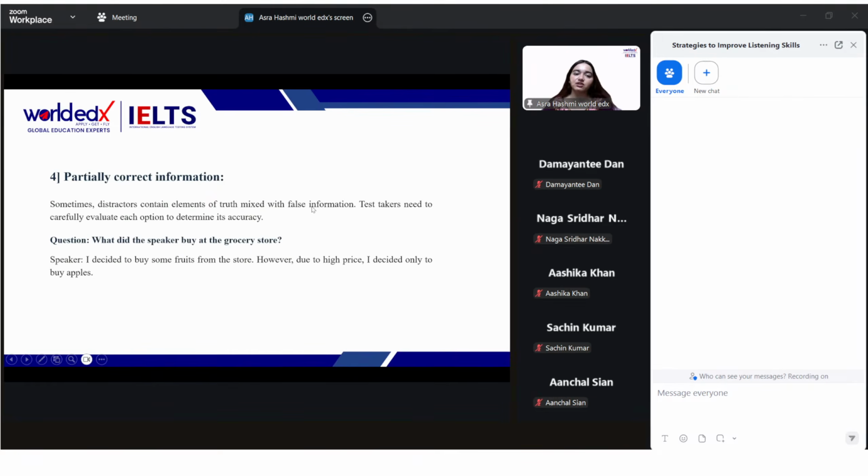The next one is partially correct information. Partially correct information is information that is half correct, right? For example, let's say the question says the friends are going to meet at 4 p.m. on Thursday. And the conversation is transpiring, and the person says, "Oh, we are meeting at 4 p.m. on Wednesday, right?" So again, the 4 p.m. is the correct answer, but the day of the week is incorrect.